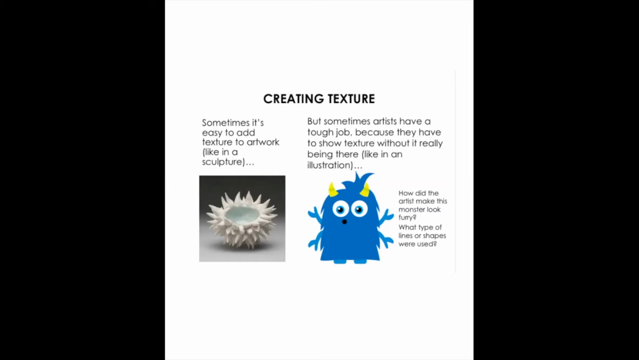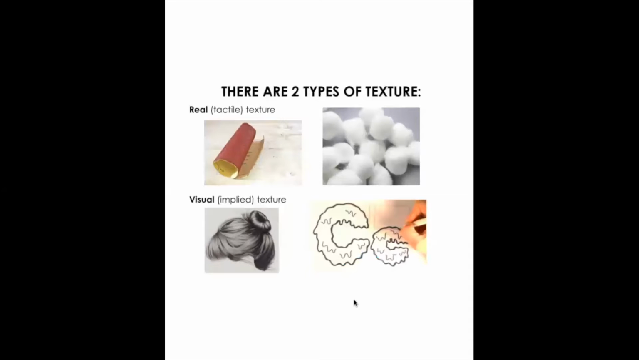But you can tell that it's furry, right? Because of the shapes and the lines that the artist used to create the monster. That's what we call visual or implied texture. So there is real texture, which is texture that we can feel, like sandpaper or cotton balls. We can feel them. But when you just see a texture, it's called visual or implied texture.